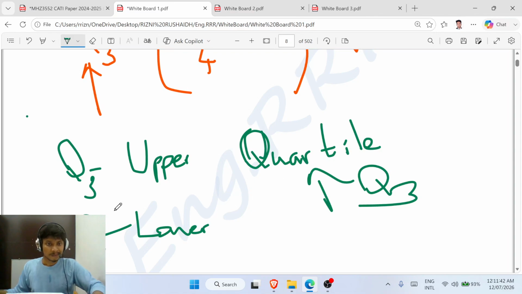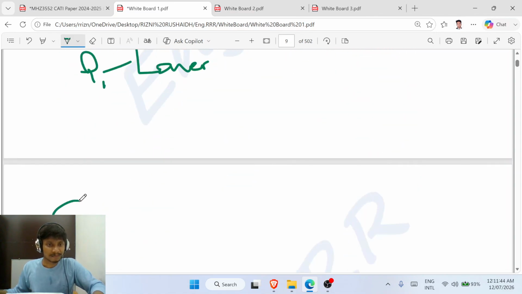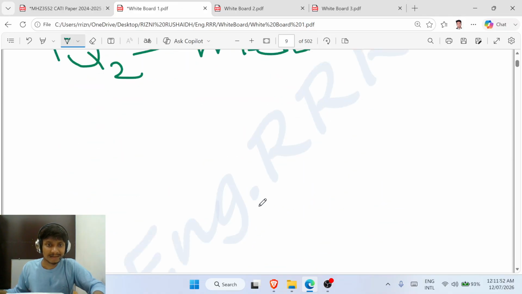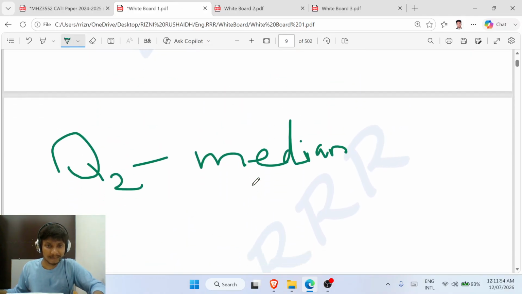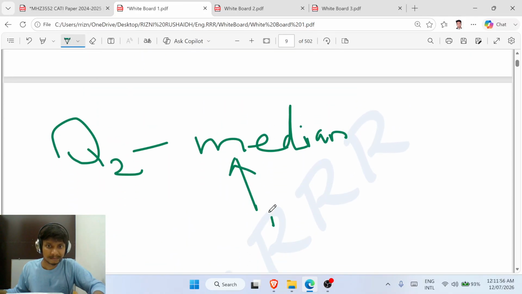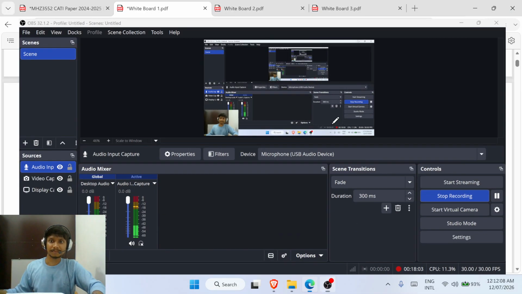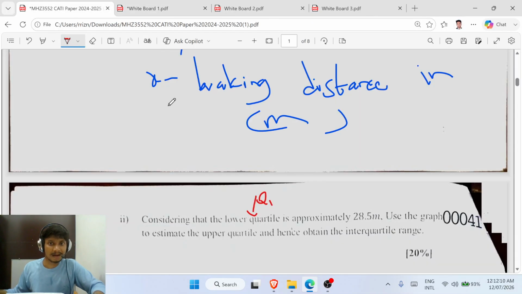Okay, Q2, what is Q2? Q2 is the median, which means the middle value. Q2 means median, which means middle value. Am I recording? Okay. Q2 is the middle value.